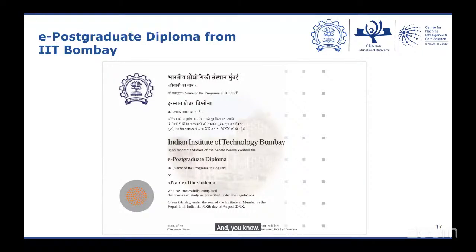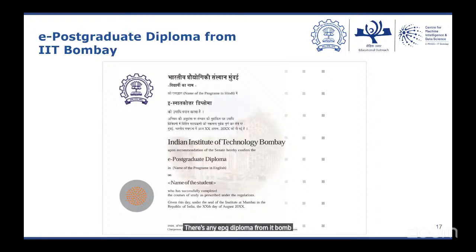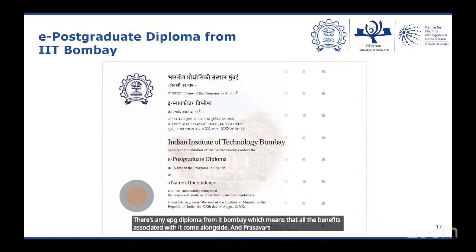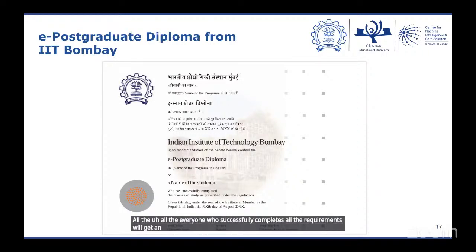The certificate is equal to a PG diploma in every respect. The only difference being the E, which suggests that it's being delivered in an online manner. It is an ePG diploma from IIT Bombay, which means that all the benefits associated with it come alongside. And Professor Varsha also mentioned that there's an on-campus graduation. Everyone who successfully completes all the requirements will get an ePG diploma and will be recognized as IIT Bombay alumni.